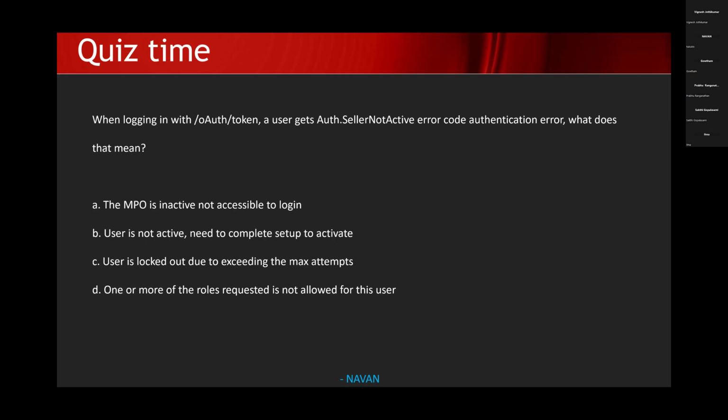So next question: when logging in with an OAuth token, the user gets the auth.seller not active authentication error code. What does that mean? MPO stands for marketplace owner. The marketplace owner is inactive, not accessible to login. So if you look at this, there are different authentication errors. That's part of the documentation. I've added the URL in the end. If you go through these different error codes and what they mean, for auth.seller not active, the reason the error is thrown is the MPO is inactive, not accessible to login. So that's the answer option.